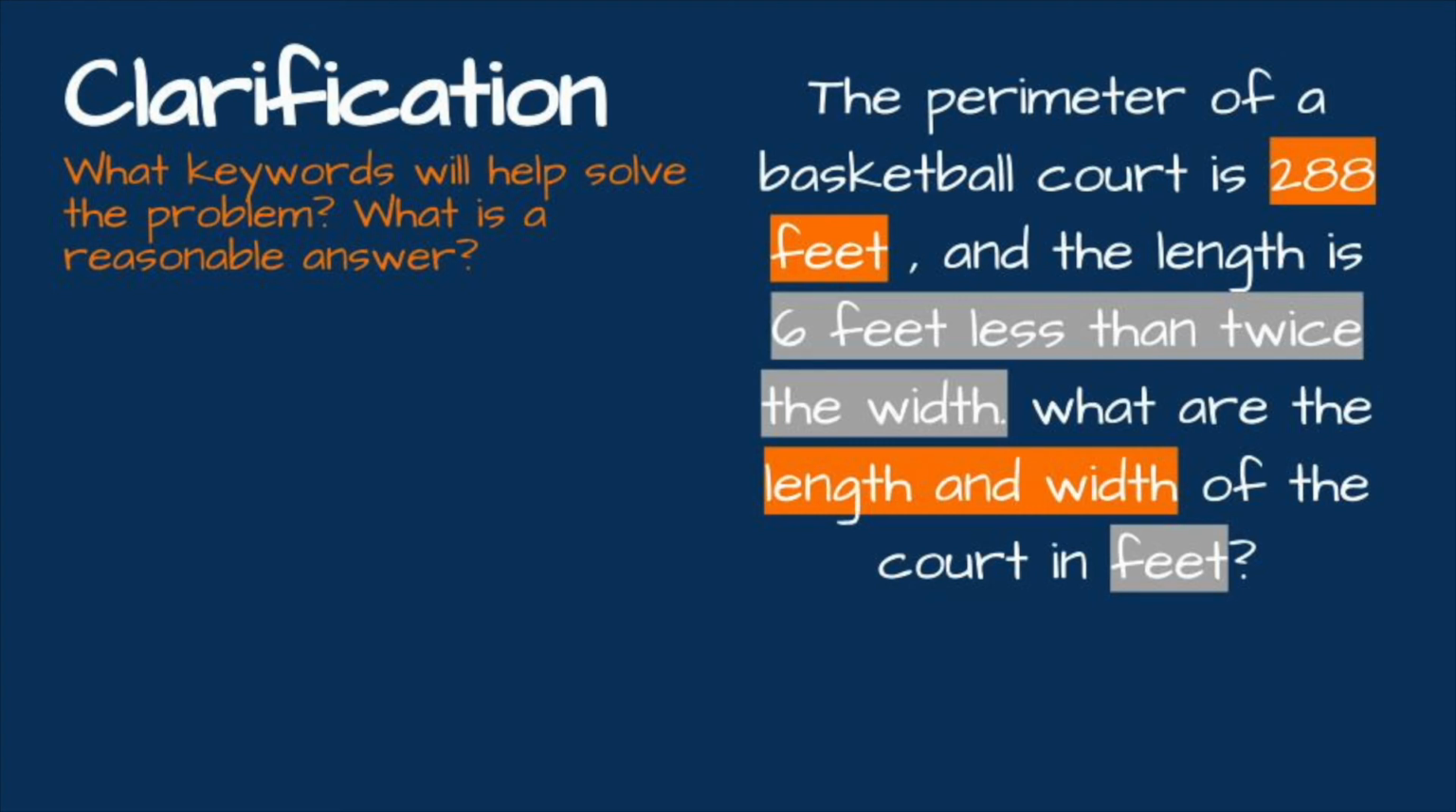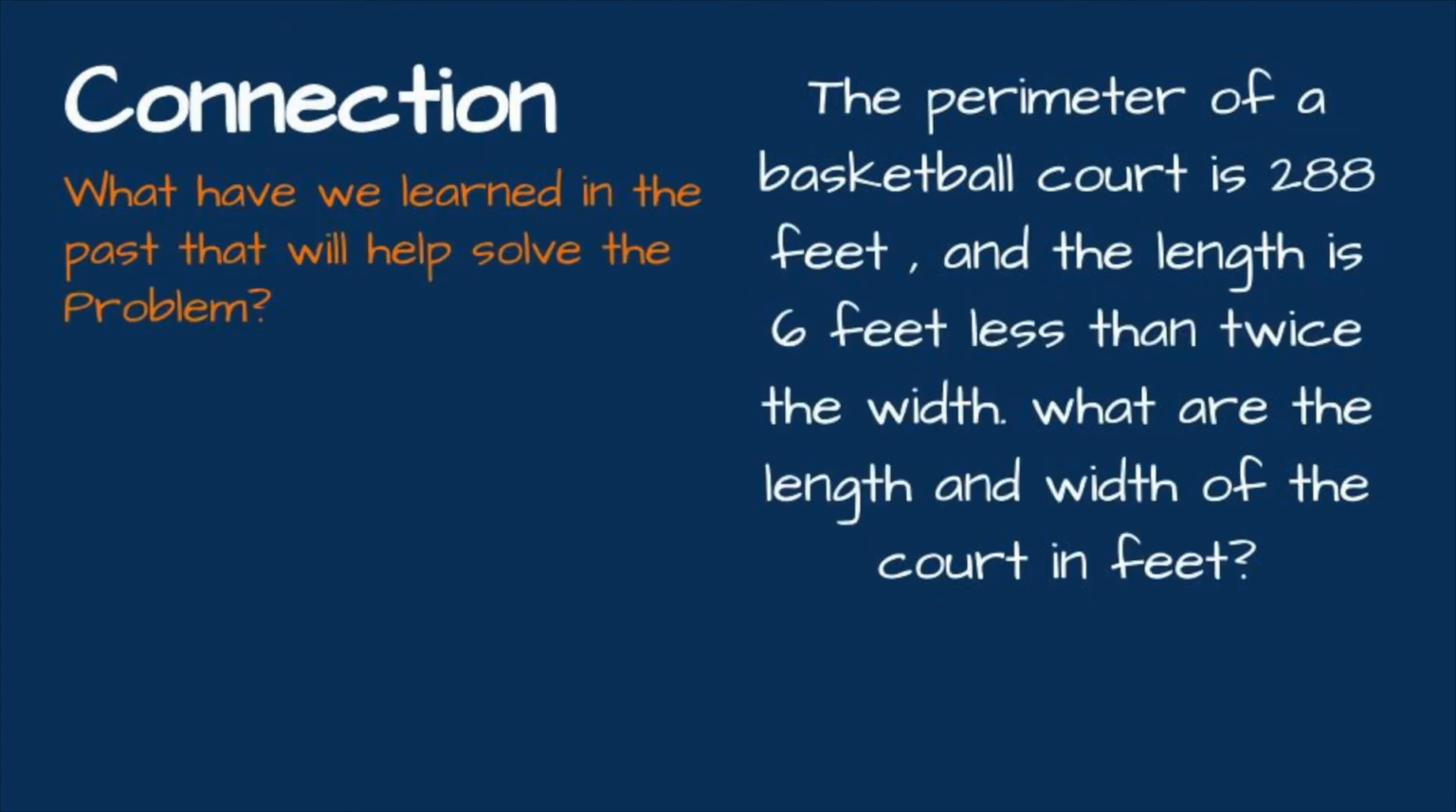The third step is the clarification. The role of the clarification is to highlight keywords that are needed to solve the problem. So they again reread the problem. Students highlight the key information. As you can see, I made 4 highlights here: 288 feet, 6 feet less than twice the width, length and width, and feet. This is an opportunity for students to discuss, to find important information, and maybe identify information that is not important.